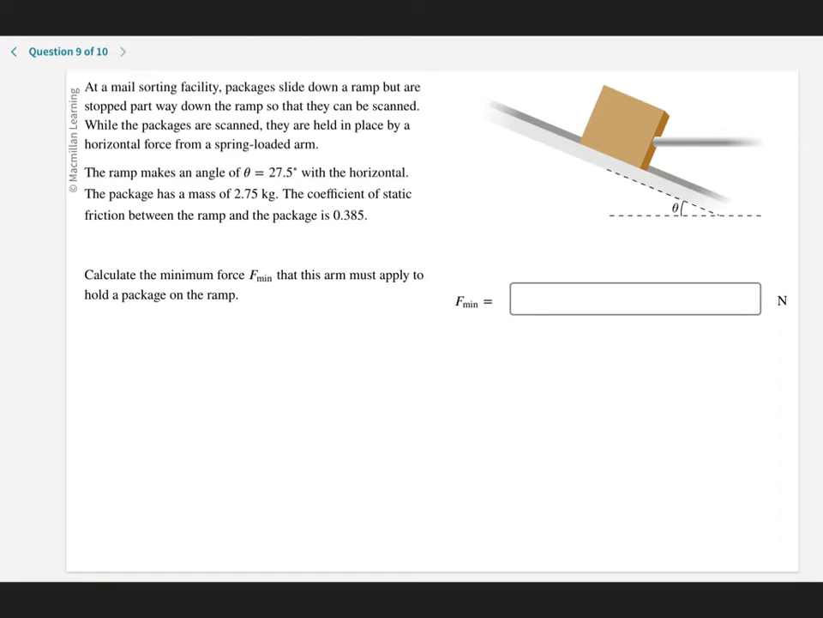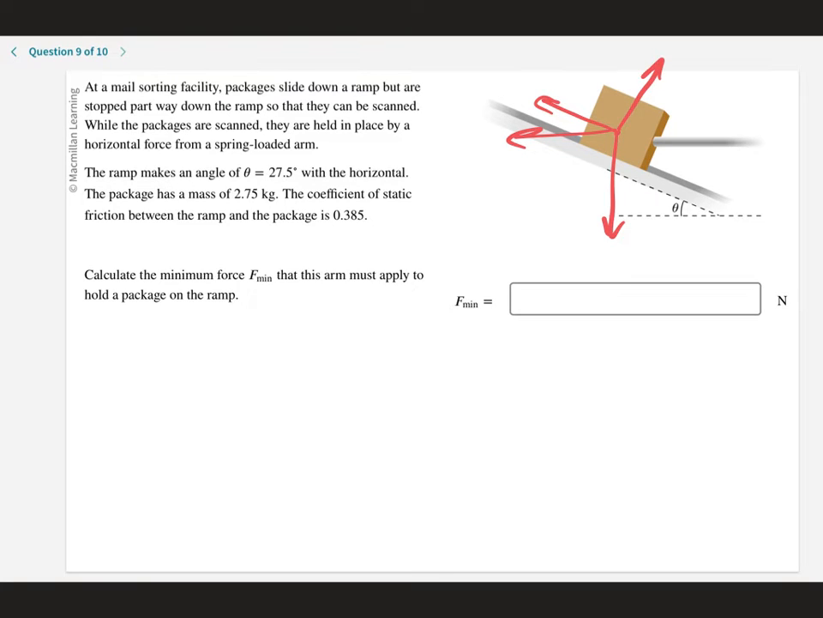So we've got several forces acting here. We have the arm holding it up, pushing directly to the left. We have gravity pulling it down, acting directly down. We have a frictional force going up the ramp, and we have a normal force perpendicular to the ramp surface. Those forces are going to all add up to 0.